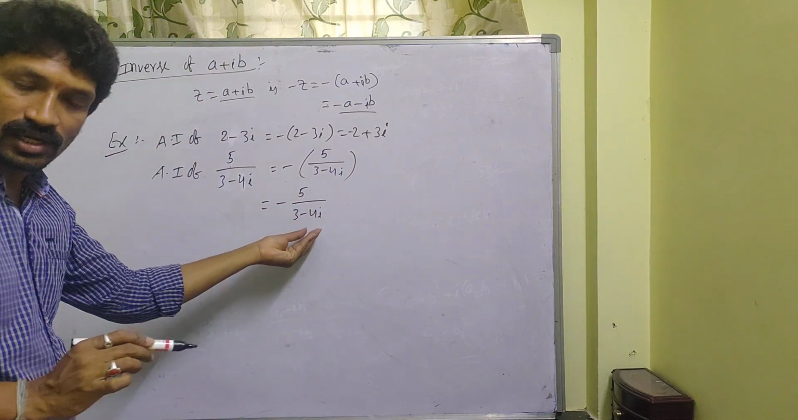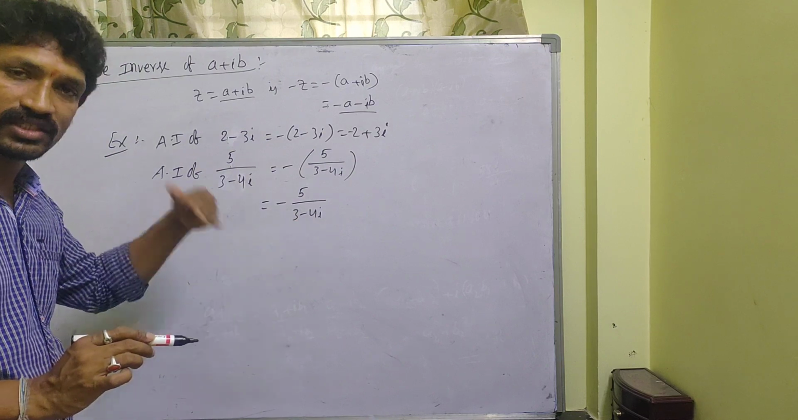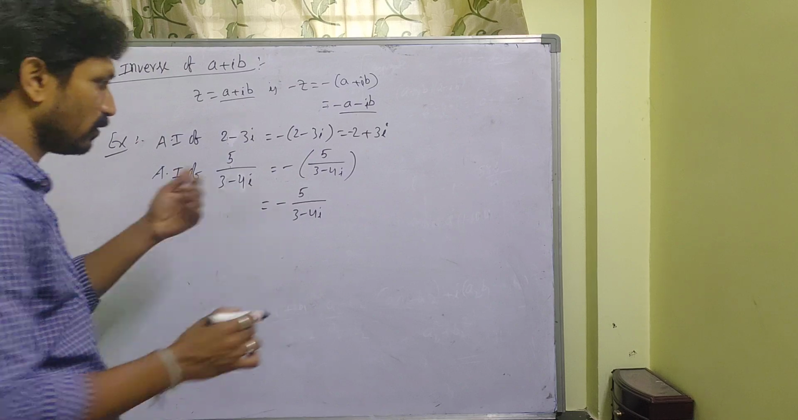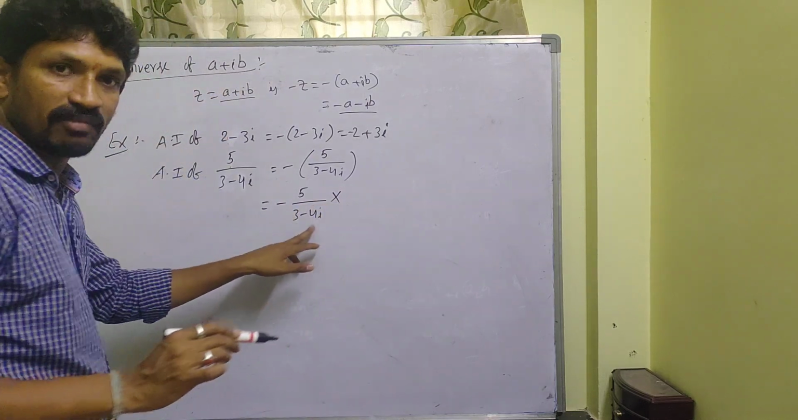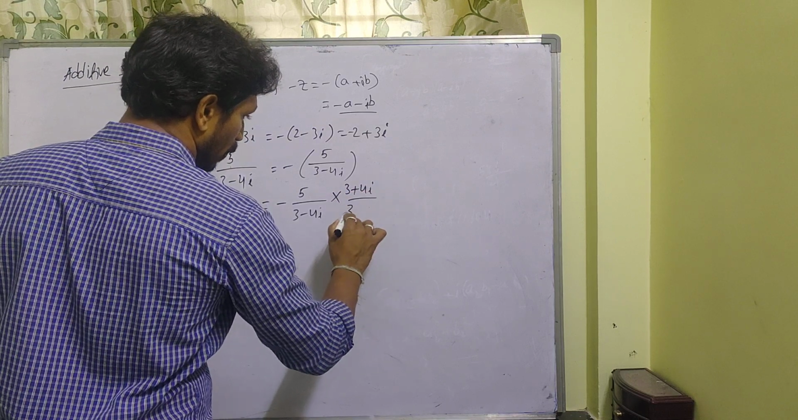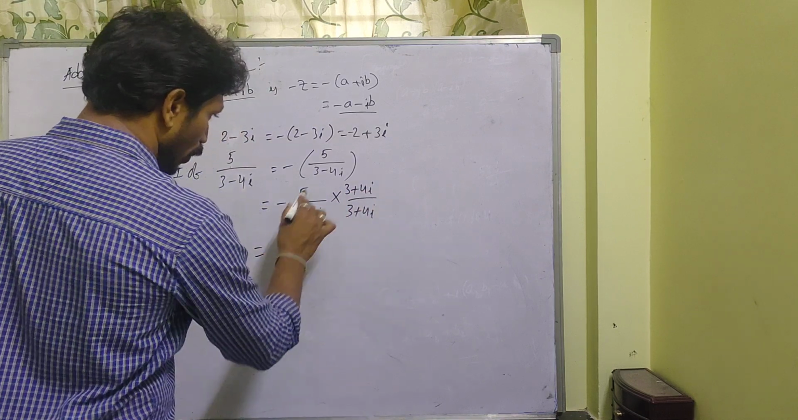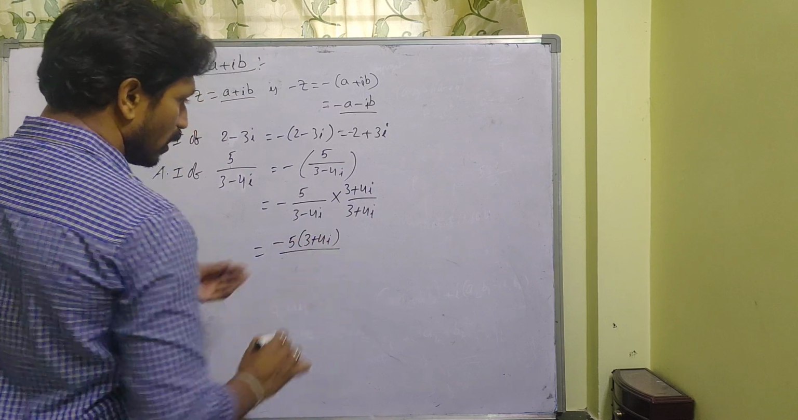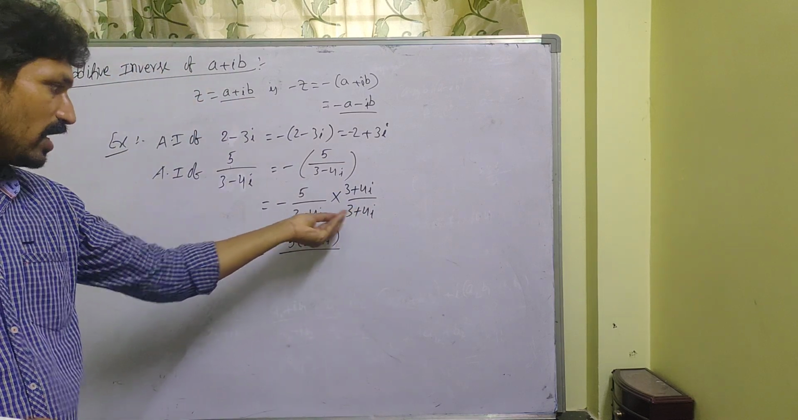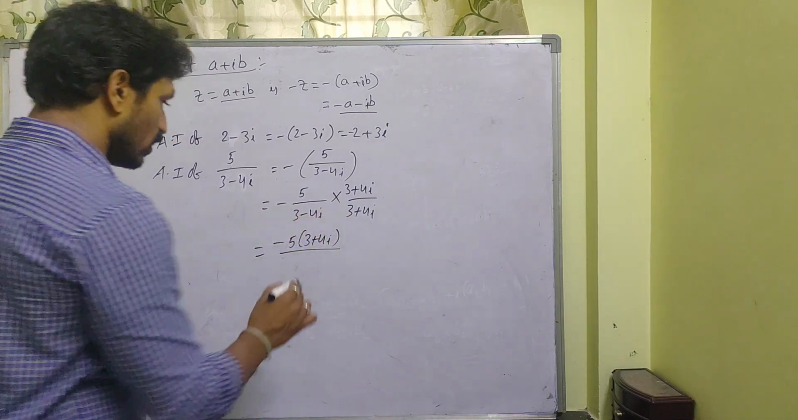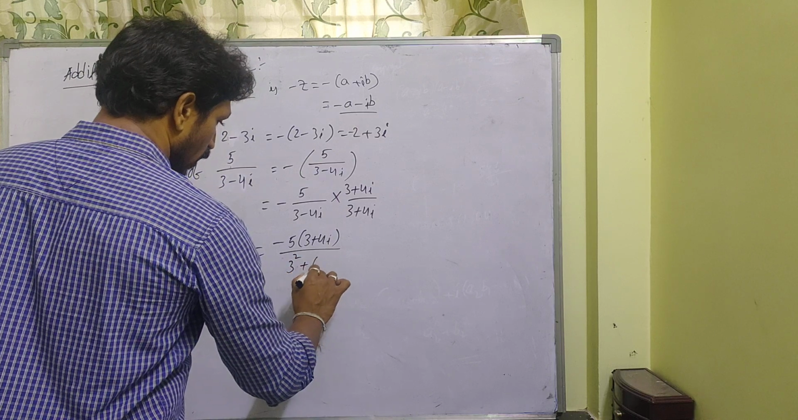When a complex number is in the denominator, you multiply and divide with its conjugate number. The conjugate of 3 minus 4i is 3 plus 4i, so multiply by (3 + 4i) by (3 + 4i). In the numerator, minus 5 into (3 + 4i). In the denominator it is (a + ib) into (a - ib) form, so a square plus b square is our answer. What is a square? 3 square. What is b square? 4 square.